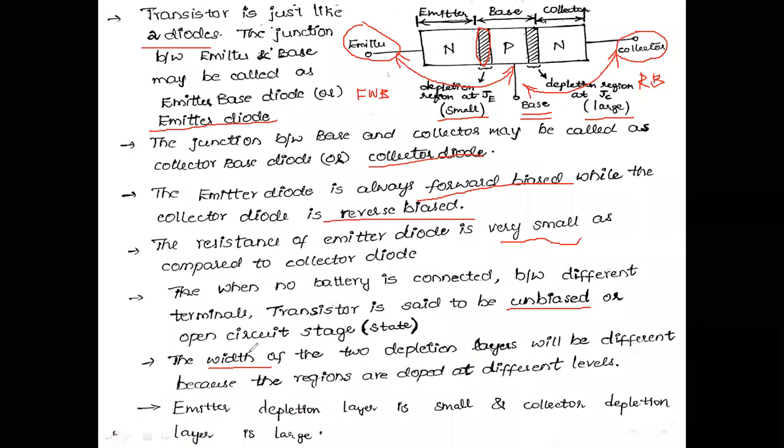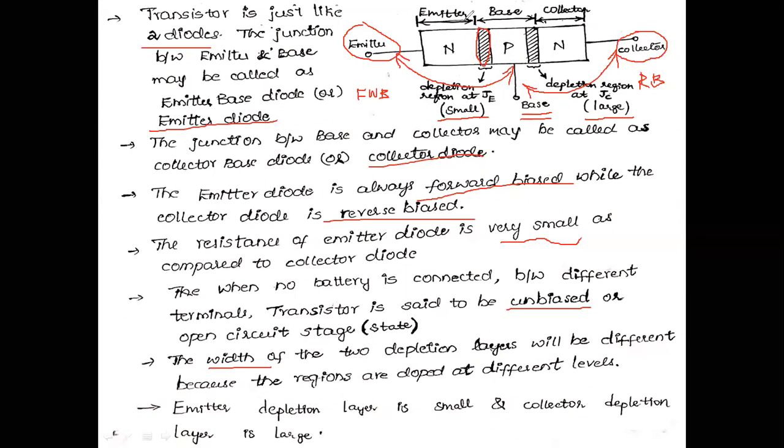The width of the two depletion layers will be different because the regions are doped at different levels here. Emitter depletion layer is small and collector depletion layer is large. We know this one. Emitter depletion layer is small. Why? Because it is forward bias condition, forward bias voltage. That means positive voltage is applied to that region, that is to these two terminals. This is connected to negative, and the P terminal is connected to positive.